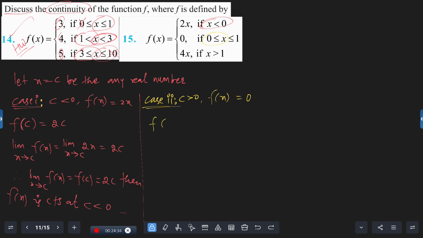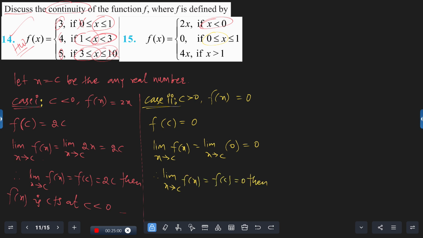So the function value f of c is directly 0. So limit x tends to c, f of x is 0. 0 into anything is 0 only. Therefore the limit value x tends to c, f of x is equal to f of c, which is 0. Then f of x is continuous at c greater than or equal to 0. Understand? That's it. And next, where I am going, c equal to 0.